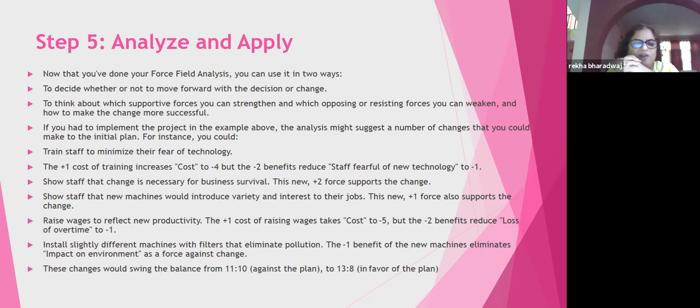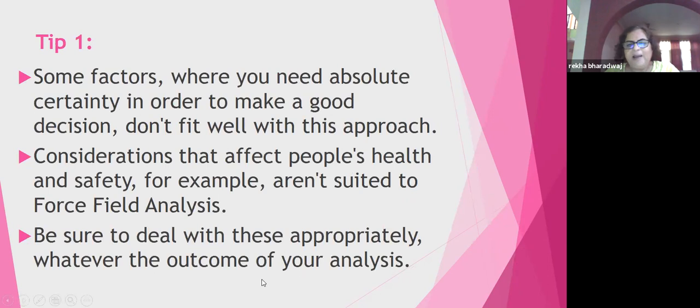Raise wages to reflect new productivity. The +1 cost of raising wages takes cost to -5, but the -2 benefit reduces loss of overtime to -1. Install slightly different machines with filters that eliminate pollution. The -1 benefit of the new machine eliminates impact on environment as a force against change. And this will tilt the balance in favor of the plan.